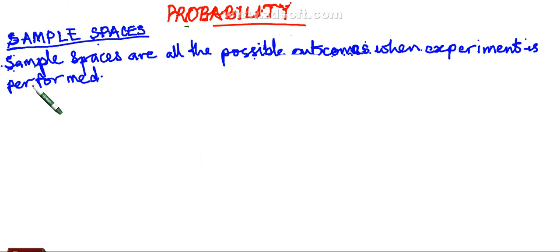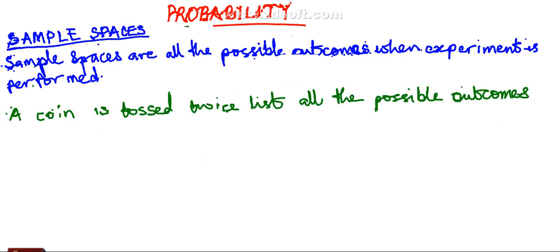So we are looking at a coin. A coin is tossed twice. The question says a coin is tossed twice. List all the possible outcomes. Now, what are the outcomes of a coin? Basically, a toss of a coin.